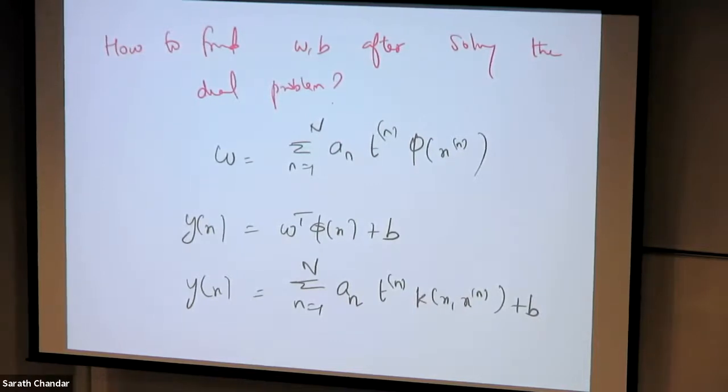Now, it looks like a bad thing, but the good news here is a lot of a n is going to be 0. This summation is a very sparse summation. In fact, I'm going to show you now that this a n is going to be non-zero only for data points where the constraints are active. We know that there are only very few data points for which the constraints are active. So the summation is not as bad as we think. Okay, so now let's try to understand that a bit.